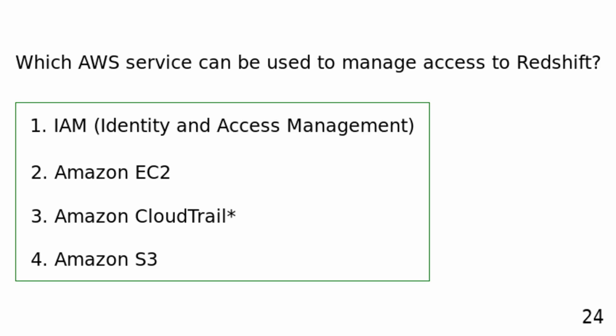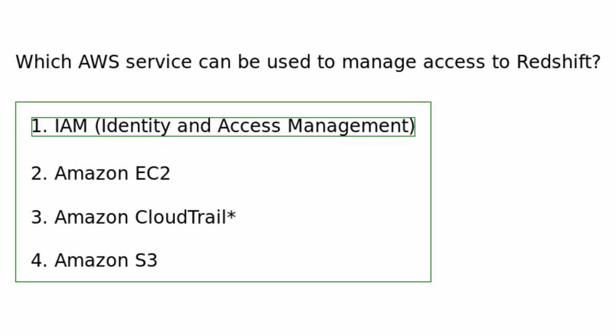Which AWS service can be used to manage access to RedShift? IAM. Amazon EC2. Amazon CloudTrail. Amazon S3. IAM controls user access to Redshift clusters and databases, ensuring security.